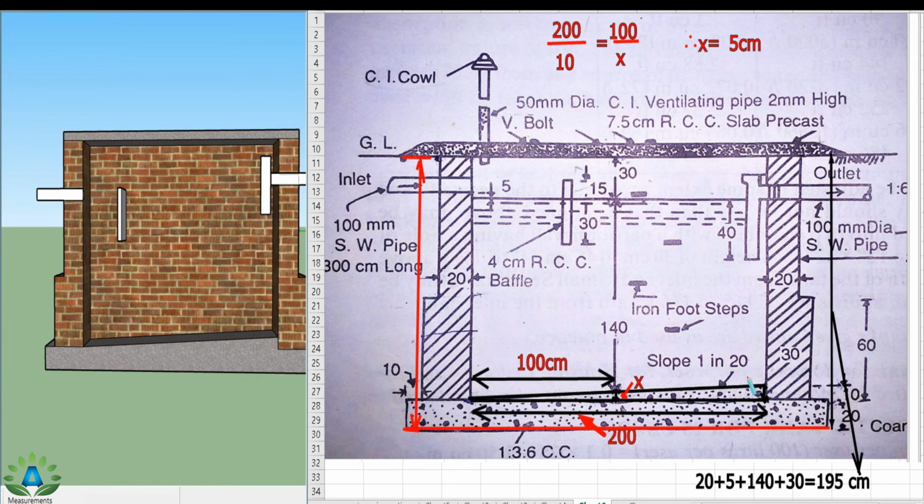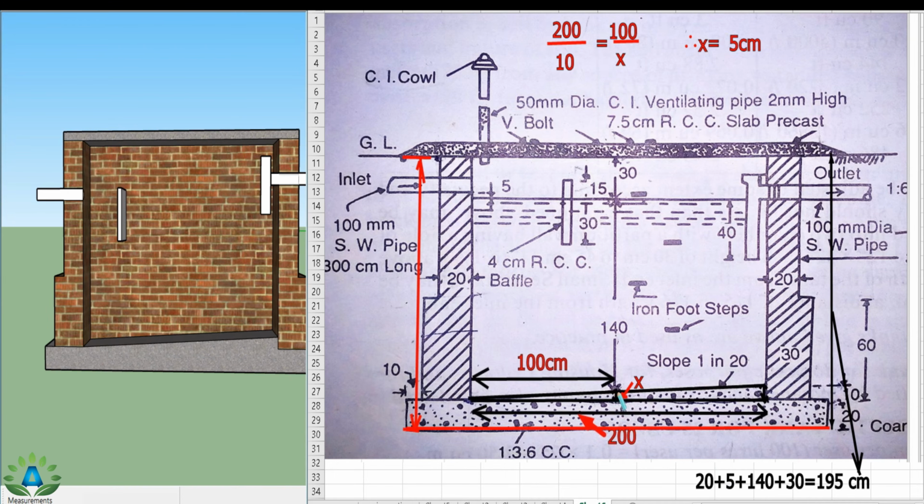That means we have this portion 10 centimeter height, and we are going to find the small height at the midpoint. That means this length is 200. At the length of 200 we have the height of 10 centimeter, and at the length of 100 centimeter, that is 200 by 2, at the midpoint, we are going to find this unknown value, and by solving this we get the value of x as 5 centimeter.